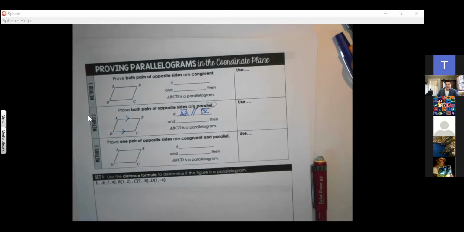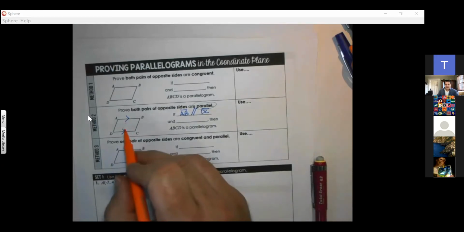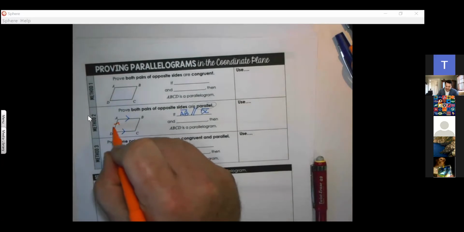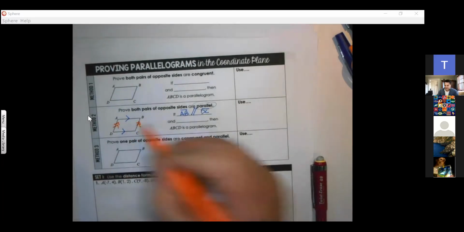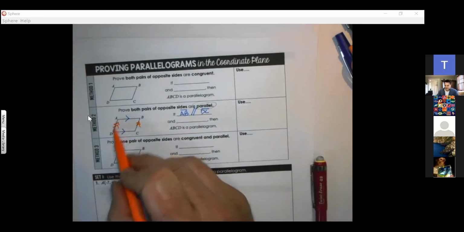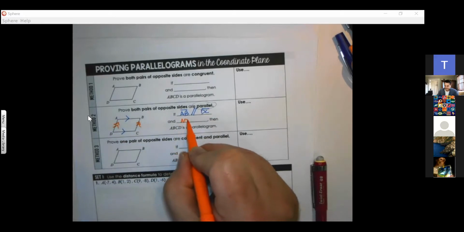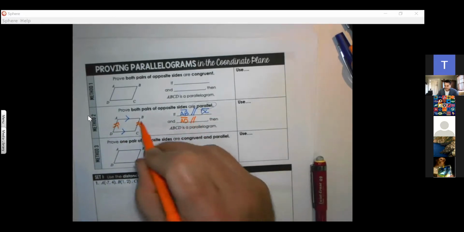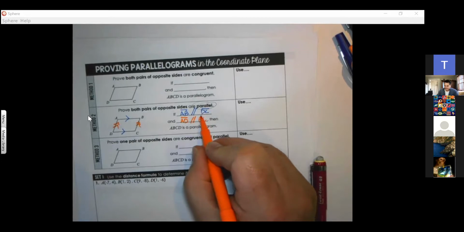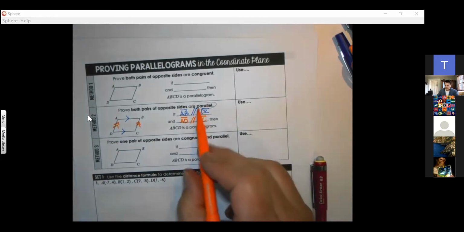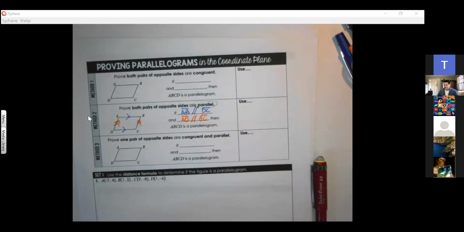But that's only half the puzzle. You can't just do one set of parallel sides. In order to make it a parallelogram, you got to have both sets be parallel. So we'd also need to know that AD is parallel to BC. And if we know both of those things, then we can say that this is a parallelogram.